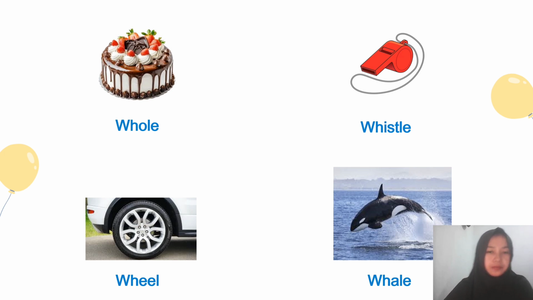W sound. There are 4 pictures here, and the words begin with W sound. Like the first one is whole. W, O, and magical E. We can pronounce it as whole. Whole. Okay, this one is like whole cake.